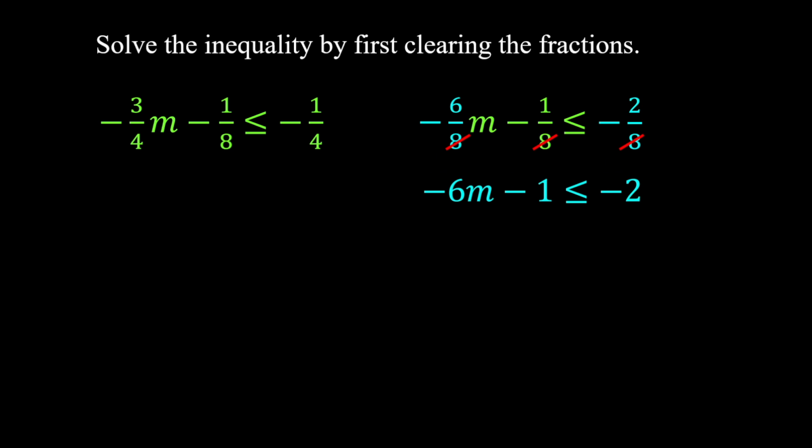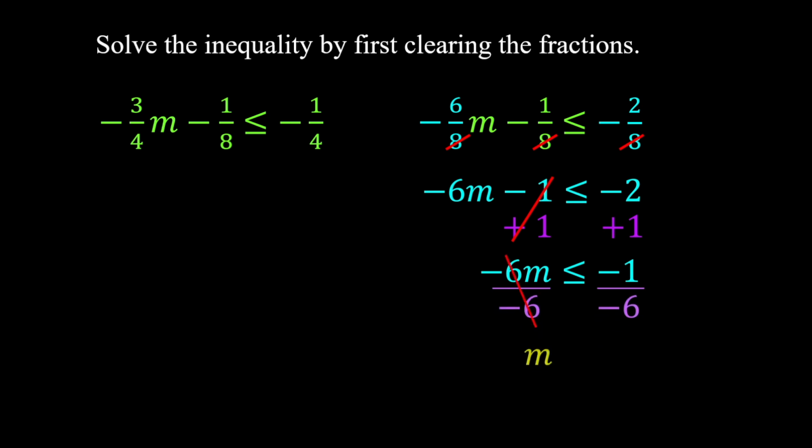Now, let's isolate m by adding 1 to both sides of the inequality. We get -6m is less than or equal to -1. Finally, divide both sides by -6. Since we're dividing by a negative number, we need to reverse the inequality sign. And -1/-6 is equal to +1/6. Therefore, m is greater than or equal to 1/6.